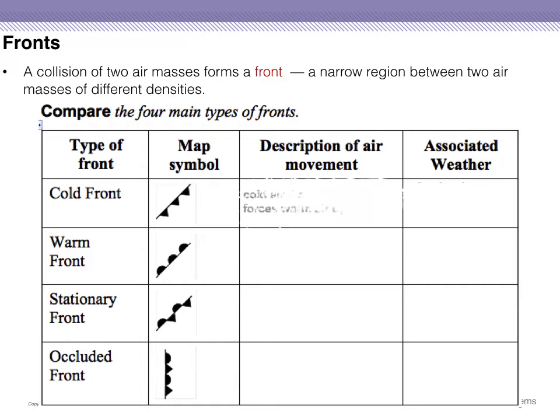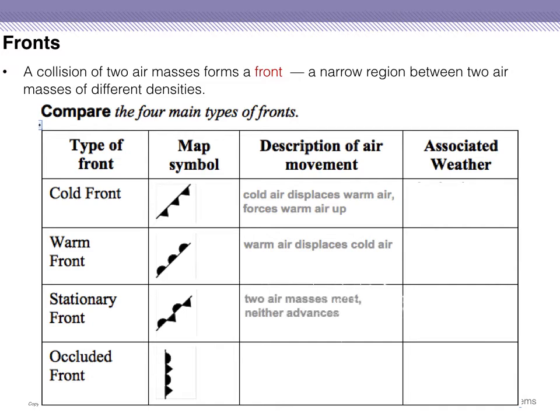Now, the air movement in a cold front: cold air displaces warm air, forces the warm air up, and it does that quickly. And warm air displacing cold air happens in a warm front. So basically, the thing that is doing the moving is what the front is called. If the cold air is moving the warm, that's called a cold front. If the warm air is moving the cold, that's called a warm front. A stationary front is when two air masses meet, but they kind of just butt heads. They don't advance, so they're not moving.